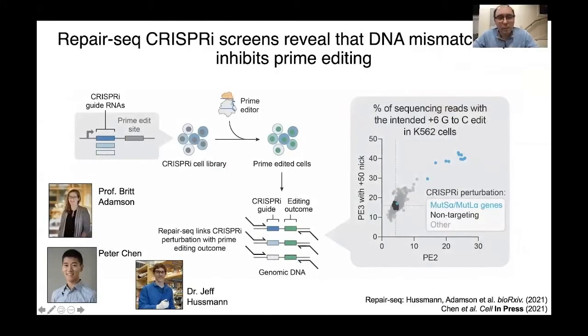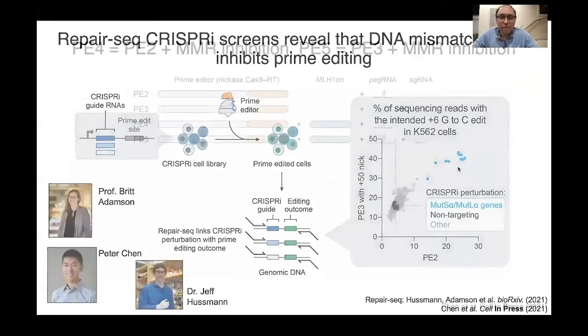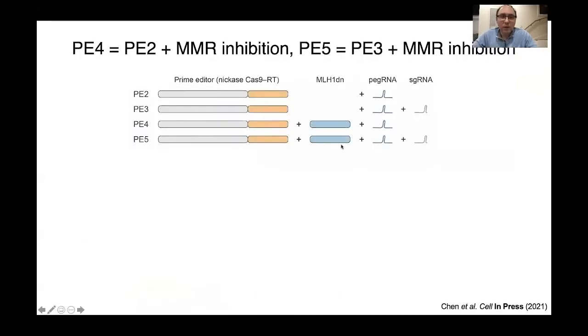In a separate study, my lab mate Peter Chen, in collaboration with Jeff Hussman in the lab of Britt Adamson, conducted a CRISPRi screen called RepairSeq. This knocked down each DNA repair protein in a pooled screen to learn which of them positively or negatively impacted prime editor activity. They identified that mismatch repair genes, MutS and MutL in particular, when disrupted, cause a much higher prime editing efficiency. Peter then devised a strategy to inhibit mismatch repair by delivering an engineered dominant negative mutant of the MLH1 gene.